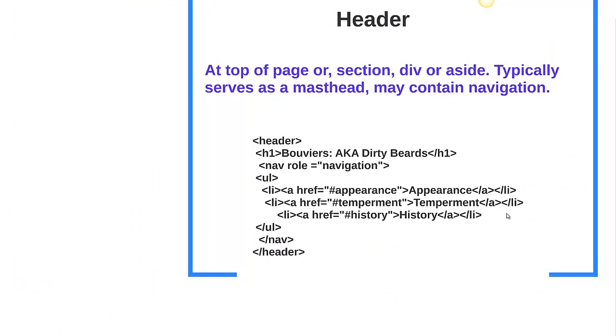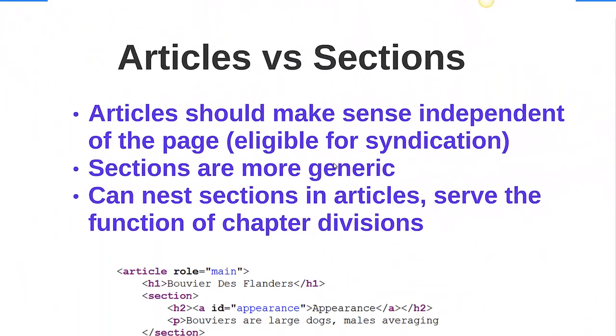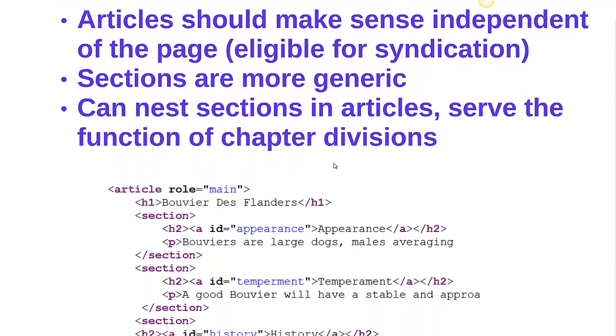We have the header, and as you saw on the page, that is the masthead, and inside of it, it has my navigation nested. Typically it's a page header, or you can have a separate section header. So you could have a section header in an aside, in an article, that could have its own header inside of it. Now, articles should make sense independent of the page. In other words, they could be syndicated, copied, and brought into another page, and they should still make perfect sense. Sections are more generic, and you can nest sections inside of articles, and they serve the function of chapter divisions.